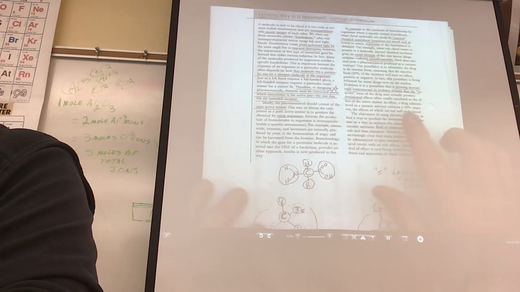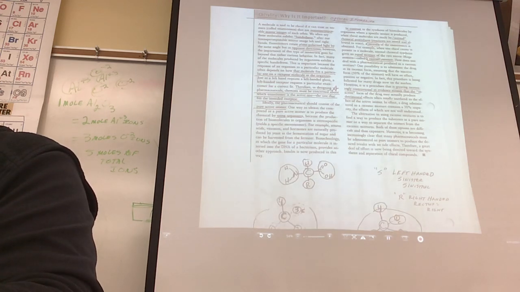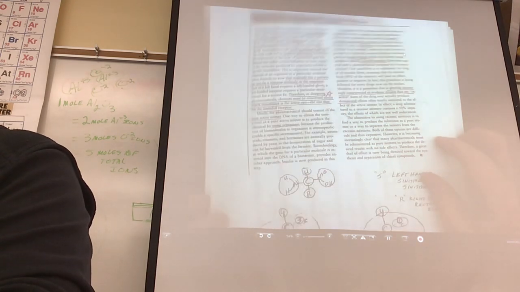So companies are having to spend a lot of money. They're having to go back. They don't want to be sued either. They're going back and spending money and trying to figure out every drug we've ever made, is it chiral or not chiral? We might have to start making it differently.